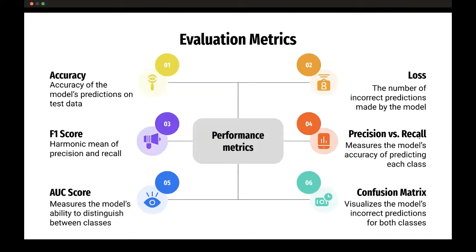And for evaluating the models, we mainly focused on accuracy, F1 score, and AUC score. The accuracy just determined the accuracy of the model's predictions on test data. F1 score measured precision versus recall, which is more specifically the model's performance of predicting each class. And the AUC score is a similar measure that measures the model's ability to distinguish between the classes. And most importantly, to help visualize the F1 score, we outputted a confusion matrix for each model.